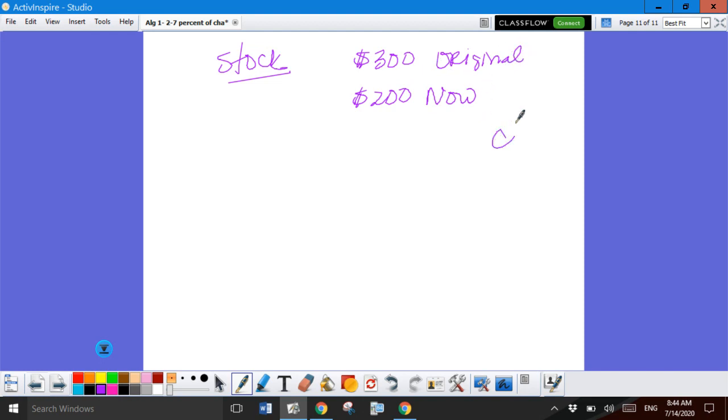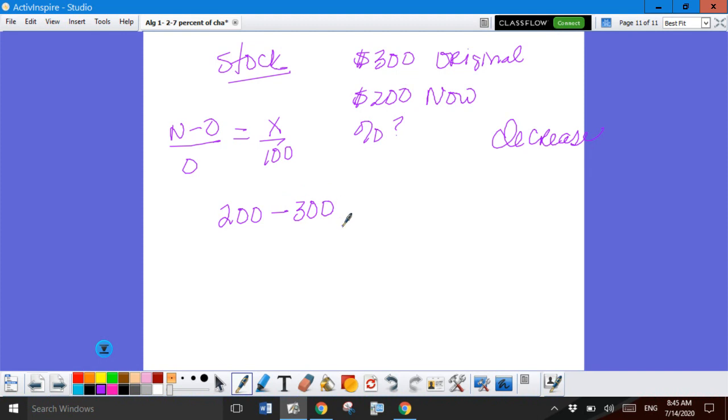Now notice how this one is a decrease. Okay, it's going down. Let's go ahead and take a look at this one and figure out my percent of change, because this one's negative and I want to make sure that you are comfortable with how to deal with a negative. So new minus original equals percent over 100. So my new is 200. My original was 300. So notice I'm going to come up with a negative here. So that is a negative 100.